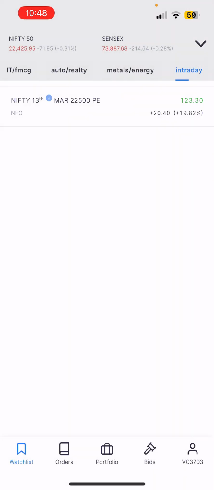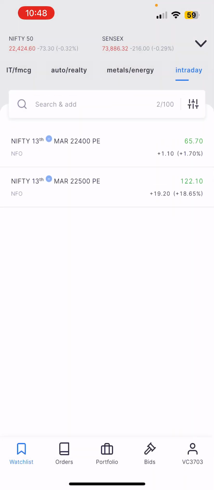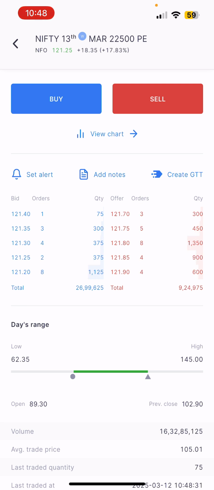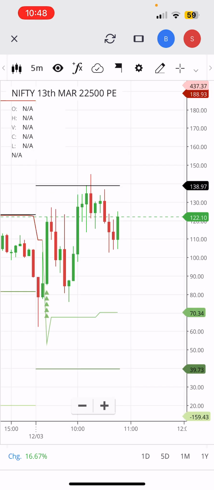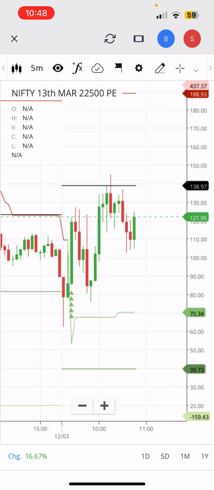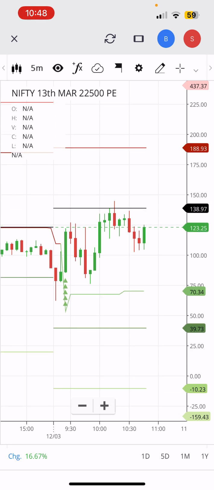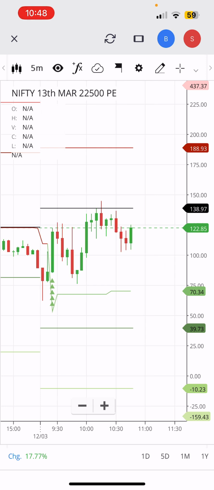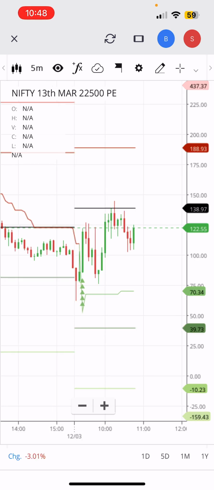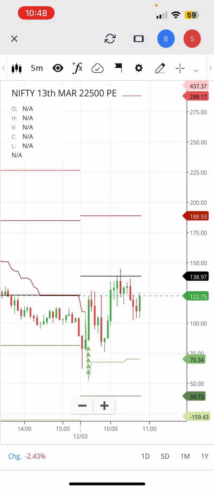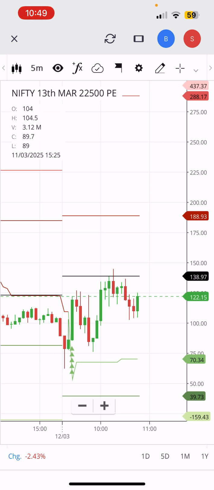Now how to analyze this setting for taking a trade? This is at 122 rupees, 26 lakh buyers are there, 9 lakh sellers are there. Now I'll go to the chart and see whether it is giving a good breakout or not. See, I had a chance at 80 rupees to buy in the morning, where super trend gave a signal. Now it is at 124. If it crosses this pivot, which is 138.97, I will enter this trade. For that I need this particular strike to hold this pivot for at least 3 minutes.